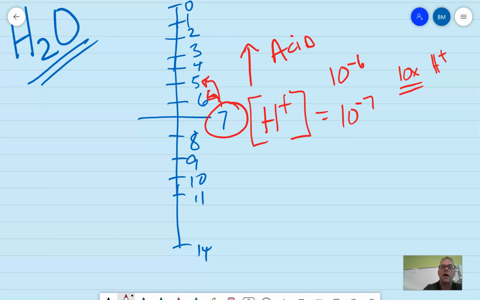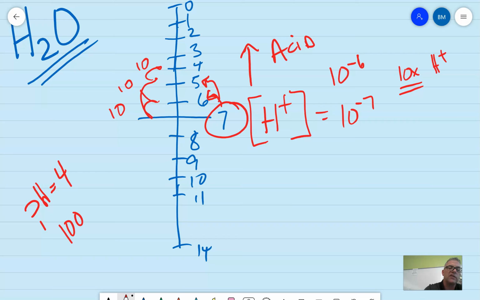So being that this is a log scale, each one of these steps, if we jump, let's say I want to jump all the way to 4, okay? So if I'm jumping to 4, from 7 to 6 is 10, 6 to 5 is 10, 5 to 4 is 10. So I have 1,000. So a pH of 4 is 1,000 times greater hydrogen ion concentration than a pH of 7.